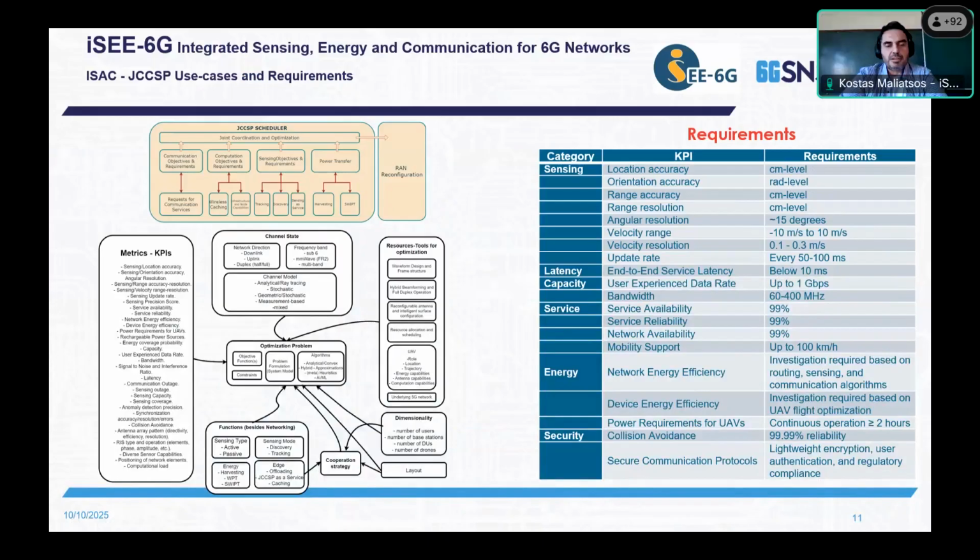Based on the investigated use cases, different requirements have emerged, and you can see on the left side a diagram showing the methodological backbone that we use to derive the performance KPIs, representing the complexity of the optimization frameworks that we have built. There are competing functions, state information, available resources, and tools that play a significant role in the outcome.